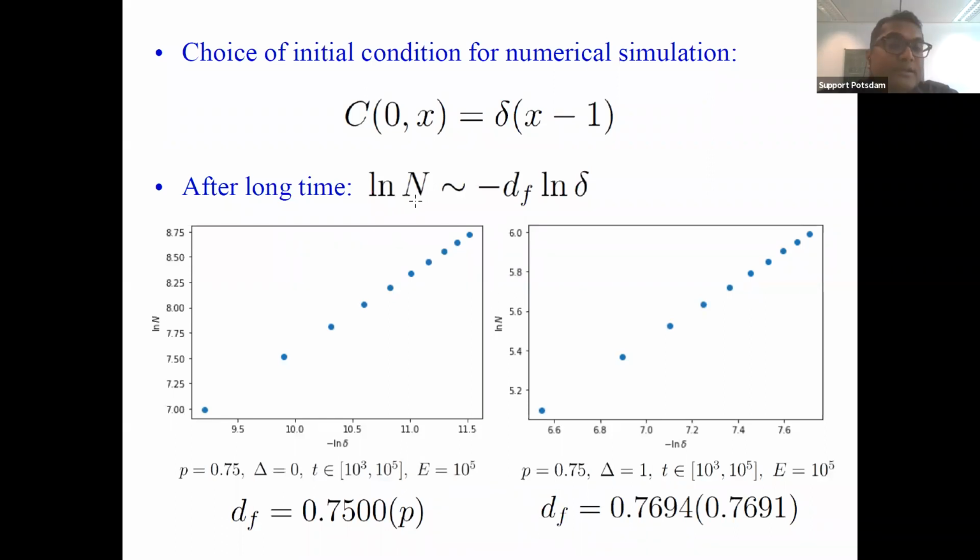particles. So here there is a catch. Since it's a random process, we should talk about statistical things, right? So this n here is actually an ensemble average that I will explain soon, and this delta as well. But roughly speaking, this log n and log delta should have a slope of minus df, and here I plot log n versus minus log of delta, and this slope should be df.